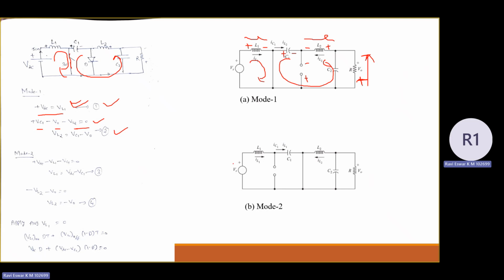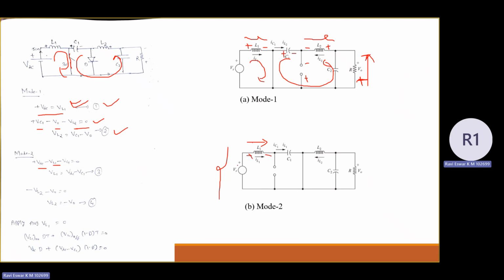Similarly, you do it for mode 2 also, where the two inductors are in discharging state and the capacitor C1 is in charging state. So let us see mode 2. Again apply the KVL. When I turn off the switch, the previous inductor current direction is in this manner, so the inductor tries to maintain the current direction in the same way. So it is in discharging state now. If you apply KVL here, plus VDC minus VL1. So here plus, here minus.